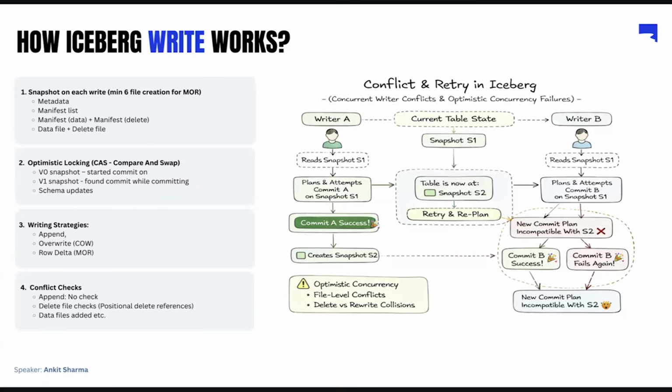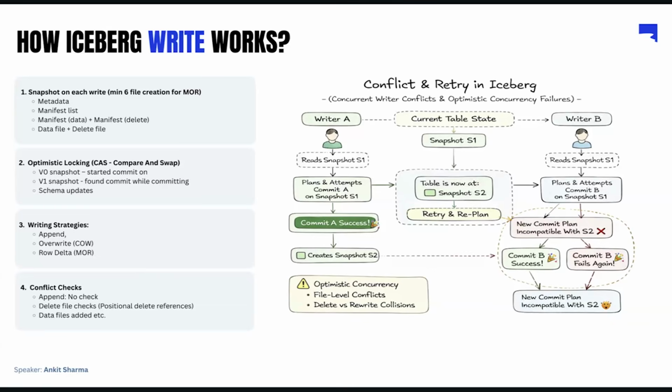You have that particular location of which data needs to be deleted. But in equality deletes, you don't have that. You have only the identifier field which needs to be removed from the data, and it is only removed while reading. So reads will be slow with equality deletes. But with positional deletes, reads will be fast, but writes will be slow. And the last one is conflict checks.